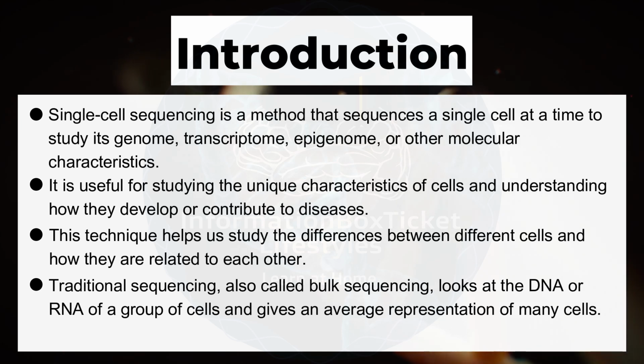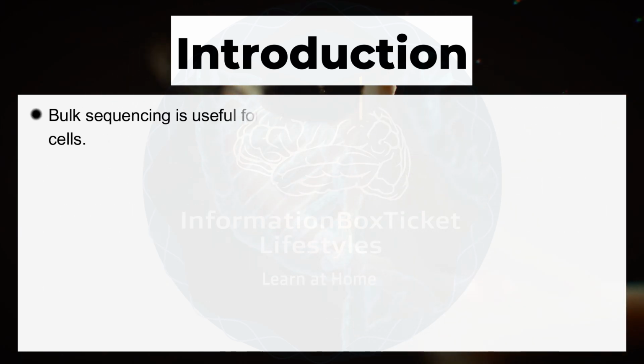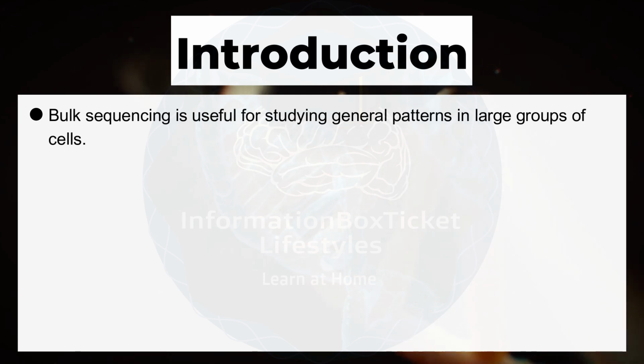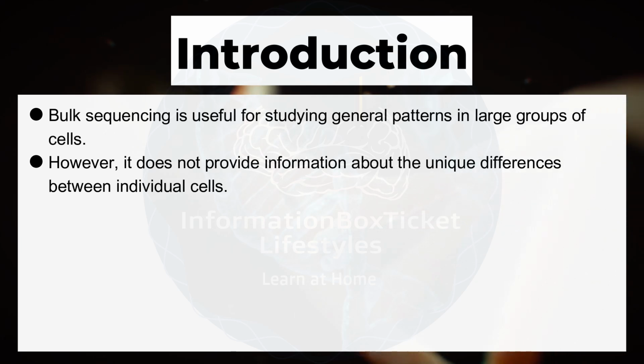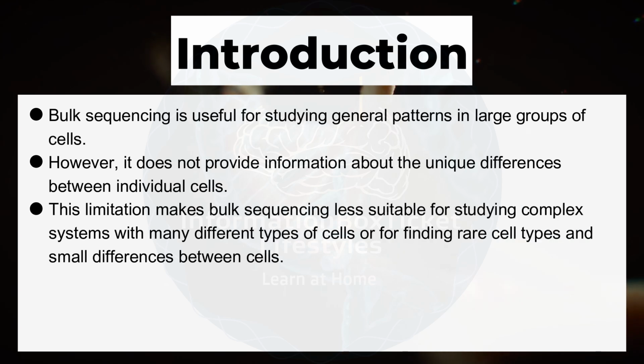Traditional sequencing, also called bulk sequencing, looks at the DNA or RNA of a group of cells and gives an average representation of many cells. Bulk sequencing is useful for studying general patterns in large groups of cells. However, it does not provide information about the unique differences between individual cells. This limitation makes bulk sequencing less suitable for studying complex systems with many different types of cells, or for finding rare cell types and small differences between cells.